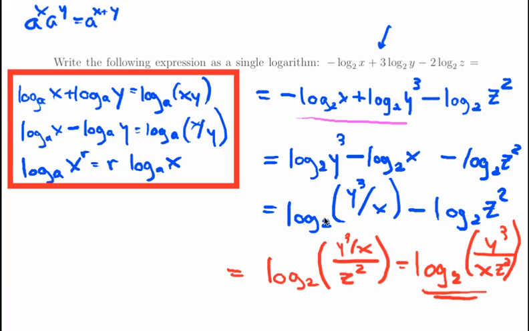The important thing is to realize that we're using the rules repeatedly to get from a string of logarithms with multiples and addition and subtraction down into one logarithm with a single argument. We didn't use that first rule in this particular problem, but in other mastery exams that could certainly come up as well.